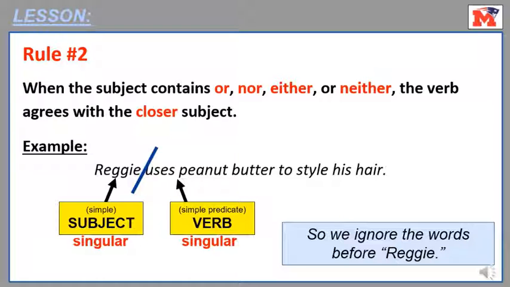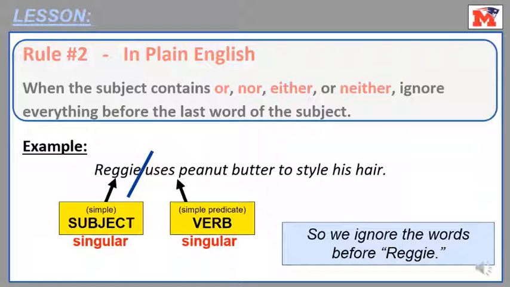The rule says that the verb will agree with the closer subject, the subject that is closest to the verb. So to make it make sense, let's just get rid of the words that are before the closer subject. So let's make them go away. Now we've got Reggie uses peanut butter to style his hair. And we can see that Reggie is one person, so that's a singular subject. Uses needs to be a singular verb. We wouldn't say Reggie use peanut butter. We would say Reggie uses peanut butter. And so by ignoring the words before Reggie, we have figured out how to make it agree.